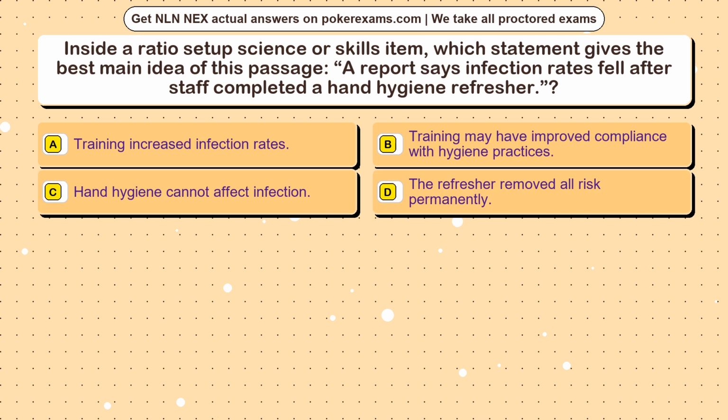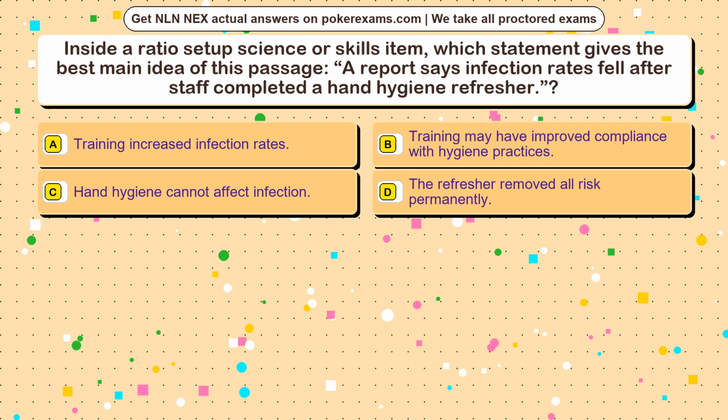Question 24. Inside a ratio setup science or skills item, which statement gives the best main idea of this passage? A report says infection rates fell after staff completed a hand hygiene refresher. Option A, training increased infection rates. Option B, training may have improved compliance with hygiene practices. Option C, hand hygiene cannot affect infection. Option D, the refresher removed all risk permanently.